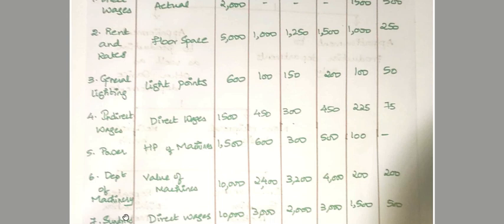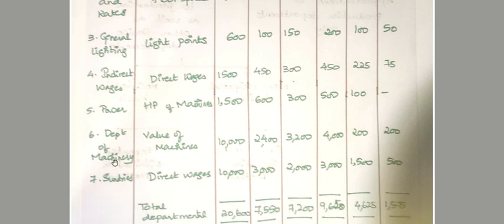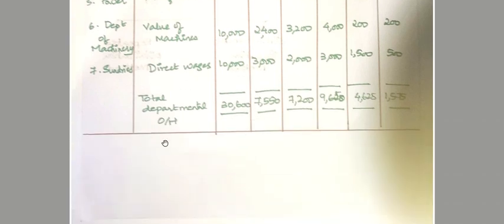Then we have the depreciation of machinery, which is apportioned based on value of machine. So 10,000 is apportioned as 2,400, 3,200, 4,200 and 200. Next is your sundries, which is apportioned based on direct wages. Your total amount is 10,000, which is apportioned as 3,000, 2,000, 3,000, 1,500 and 500. So for your total departmental overheads, just total up all the expenses of each department.